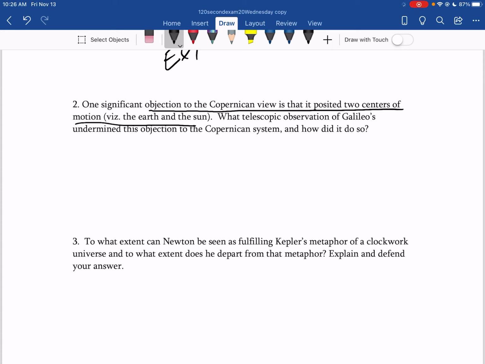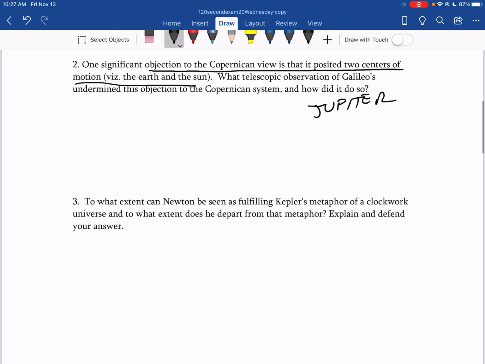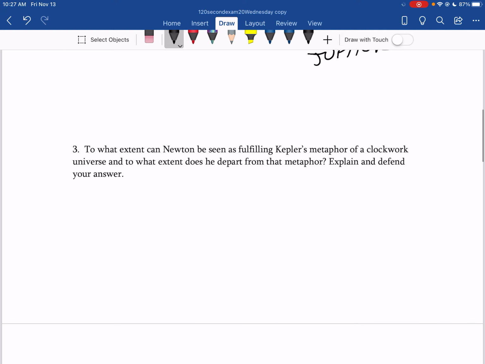A lot of you just threw out some telescopic observation of Galileo's, but one that didn't really bear on this issue at all. The observation that bore on it was the observation of Jupiter's four, at the time, moons. Those were how many Galileo could see with his telescope. And the way in which that bears on the issue is now everybody is stuck with multiple centers of motion. Jupiter's moons go around Jupiter. So even on the Ptolemaic view, you've got more than one center of motion, so it's no longer a particularly strong objection to the Copernican view that it posits multiple centers of motion.